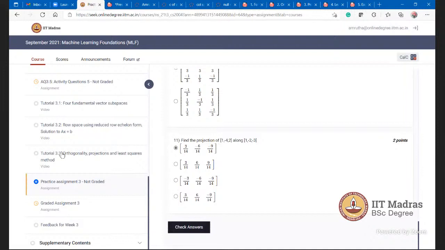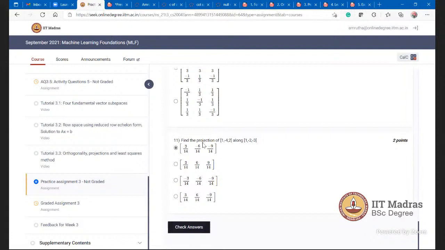So that's all with our activity and practice for week 3. If you have any general queries on any of these assignments, or any of the week 3 contents, you can ask.